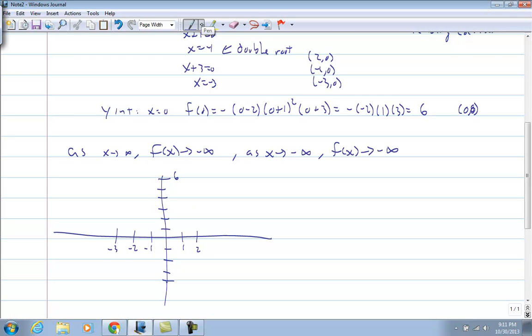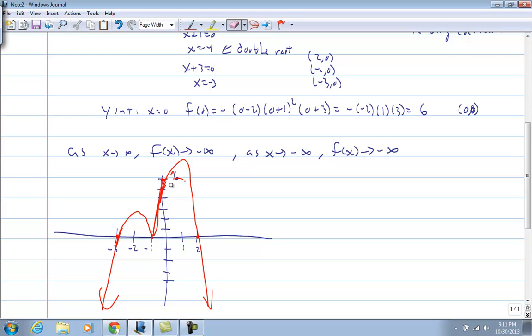So we know it's going to cross at 2. We know it's going to cross at -3. It's going to touch at -1. We know it also crosses at (0, 6). So it comes from below. It's going to come back down, touch that, go up, and then go up like maybe like this, and there. And there's our rough sketch of the graph.